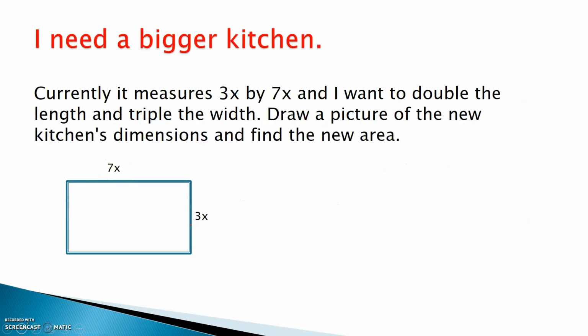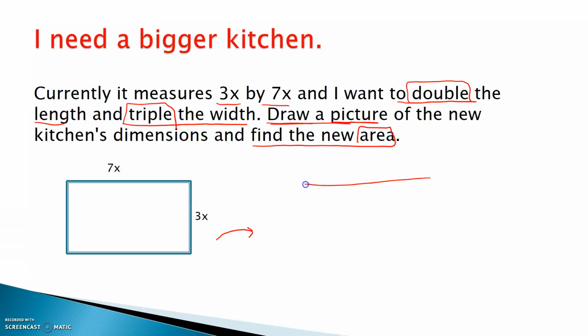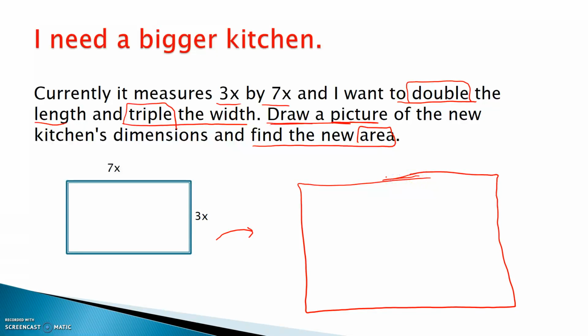What happens if I have x's, variables? What if I have a polynomial here? Currently it measures 3x by 7x, and I want to double the length and triple the width. It says draw a picture of the new kitchen's dimensions and find the area. So I have to draw a picture like I did last time, but this time it also wants me to find the area. If I'm doubling and tripling, this picture should be bigger. Of course it's not drawn to scale, but I should get bigger dimensions here.